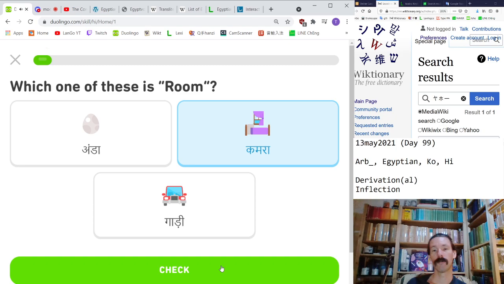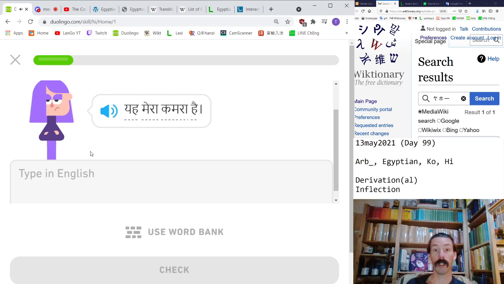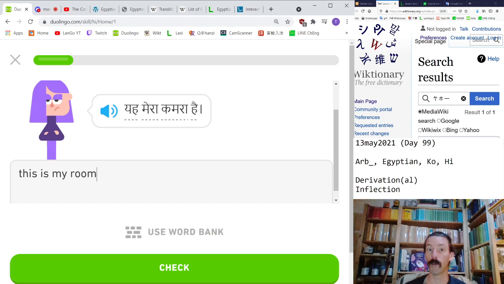Kamra. Yah mera kamra hai. Yah mera. Your subject. Okay, now compare it to Japanese for sentence structure. Kore wa. Mera kamra, watashi no heya. The verb inflects, and it marks person and number. So this is my room. It's the very same word order even between Hindi and Japanese.